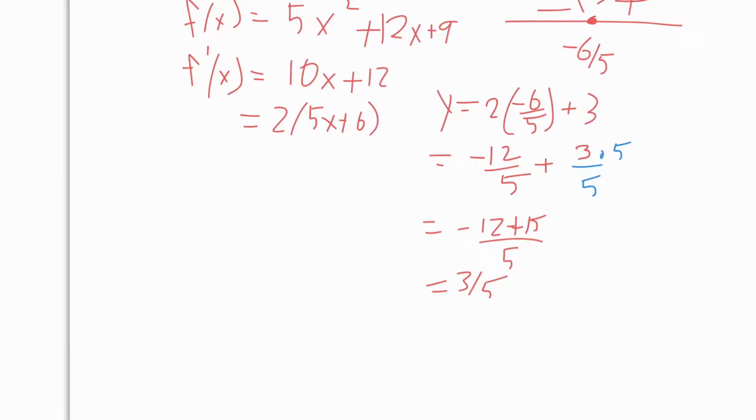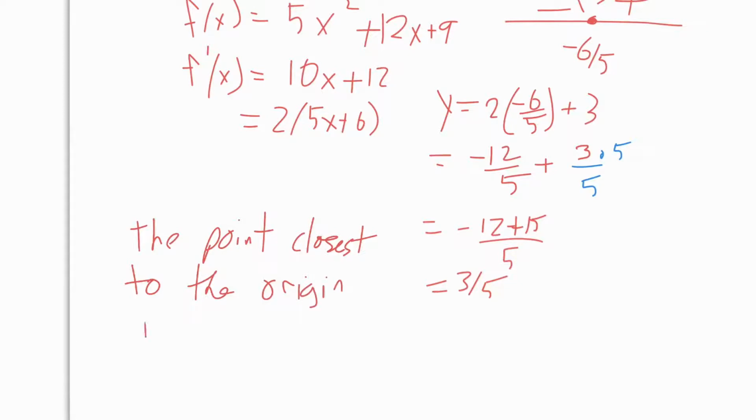And so we've got our final answer. The point closest to the origin is negative 6 over 5 and 3 over 5. And there we have our answer.